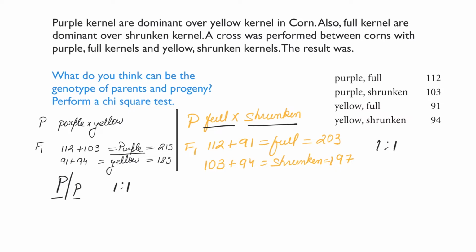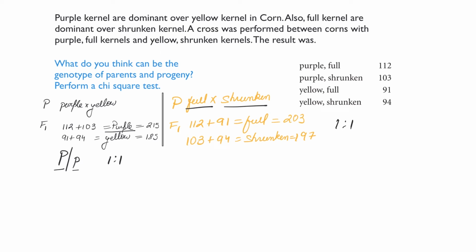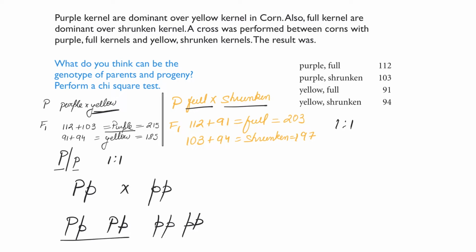So let's solve for them. In what cases do you get the ratio 1:1? When the parents are, let's say, heterozygous crossed with homozygous, because yellow means it has to be homozygous, right? So if you make this cross, what do you get? Big P, small p, big P, small p, small p, small p, small p, small p. So you get around a 1:1 ratio.